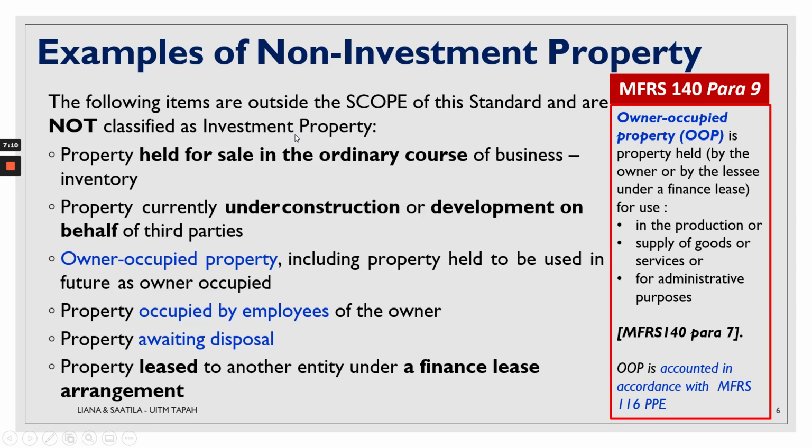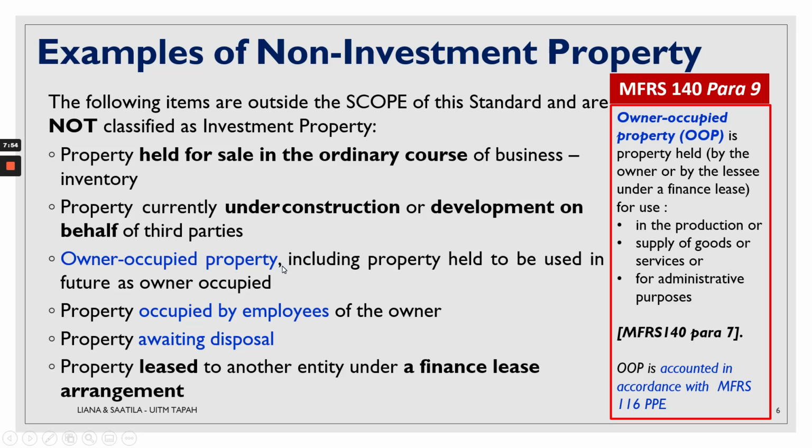MFRS 140 paragraph 9 talks about owner-occupied property, and these are the following items that are outside the scope of the standard, which is MFRS 140, and therefore these are examples of items which are not classified as investment property. The first one, property held for sale in the ordinary course of business, that was just an emphasis of the definition or an example. Property under construction or development on behalf of third parties. You are constructing on behalf of a third party, and therefore it is not an investment property of your company.